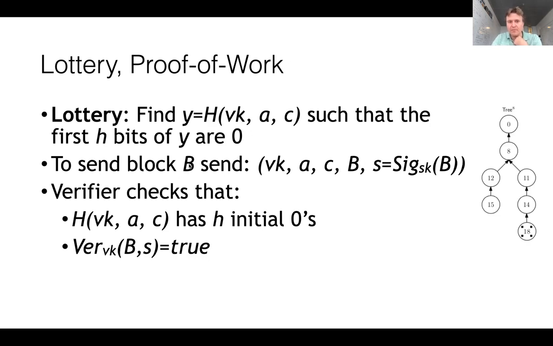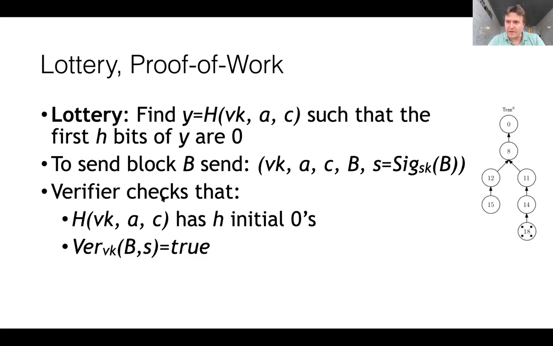So you compute a new block, the one you want to add down here. You fill it up with the transactions you think should be in the next block. Then you send along the verification key you want to use to win the lottery, the address of the previous block, the hash of that block to say I want to extend there, the counter that you used for winning the lottery, the block, and then a signature on the block under the secret key of that verification key. This is a signature key that only you, the winner of the lottery, know.